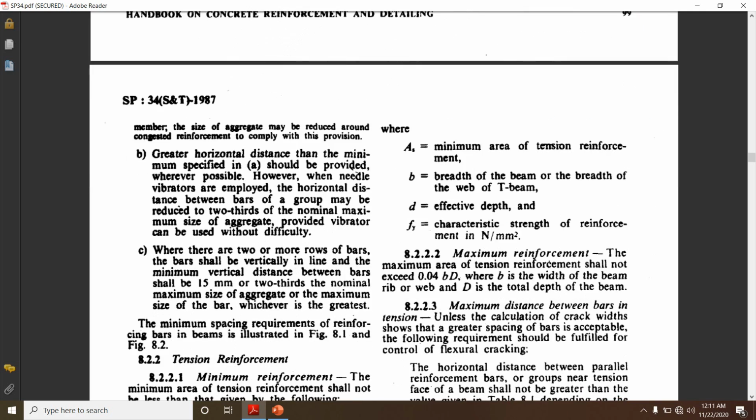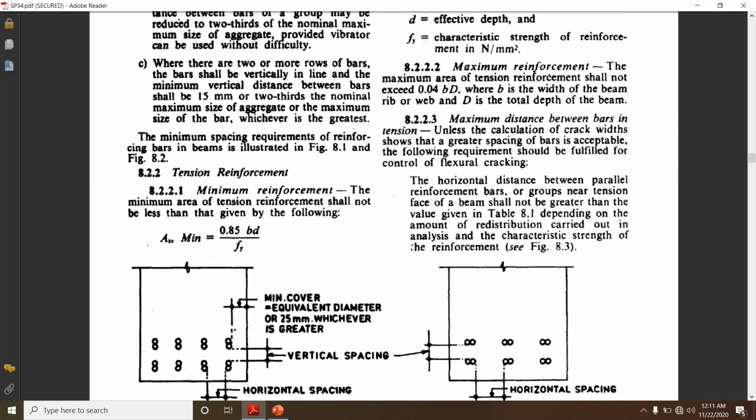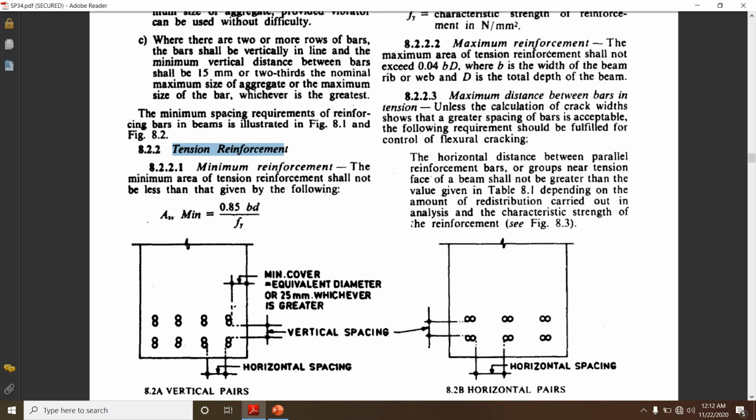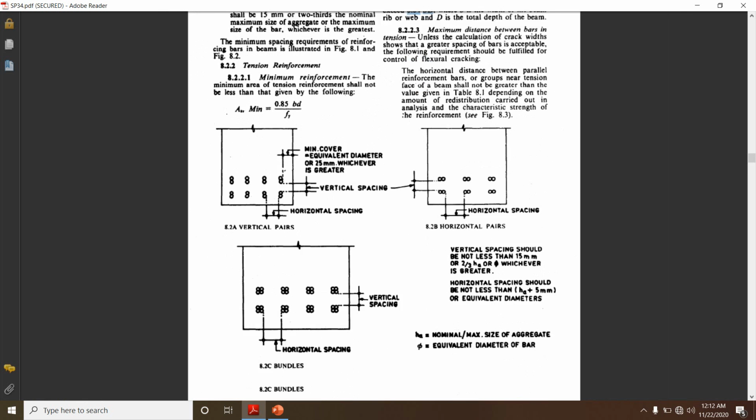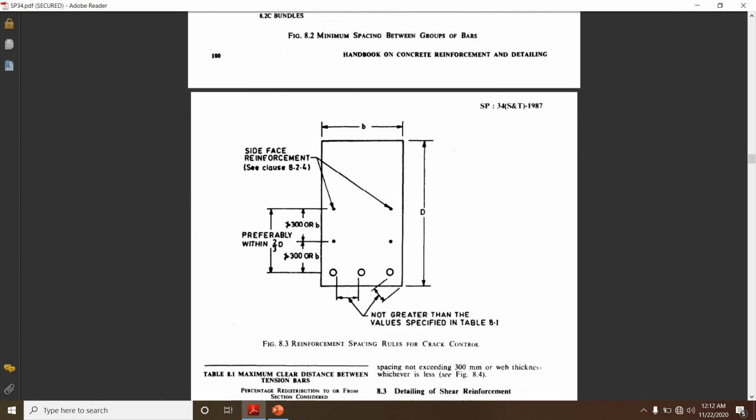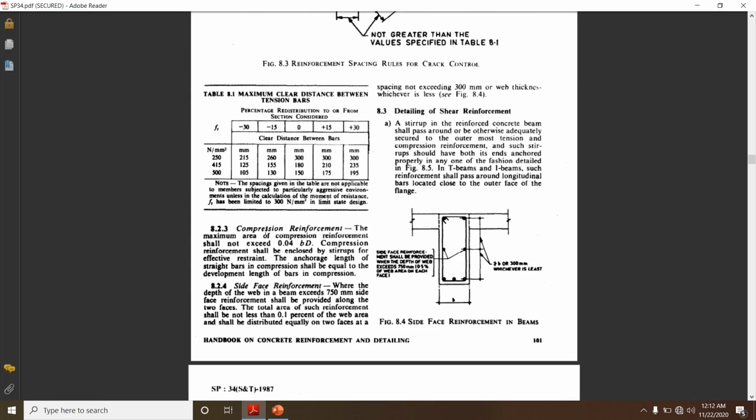Then next we'll see some other clauses. As you know, for tension reinforcement we have some minimum reinforcement criteria, that is 0.85 bd divided by fy. Next we have criteria regarding the maximum reinforcement, that is it should not exceed 0.04 bD. In that detail we are not going to go. Next we'll move ahead.